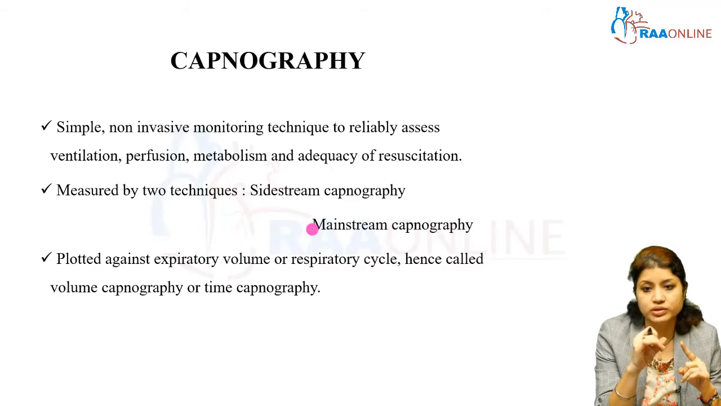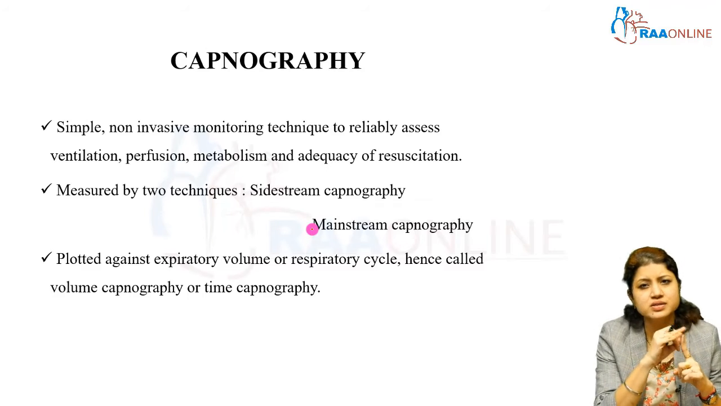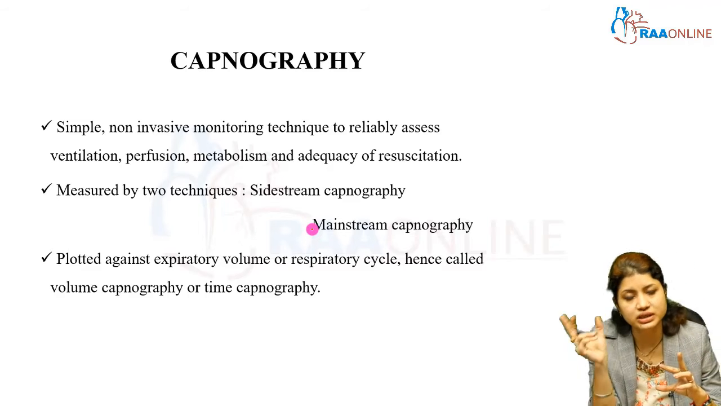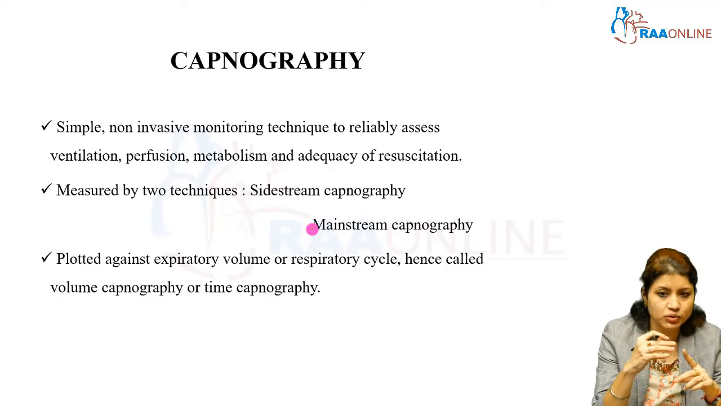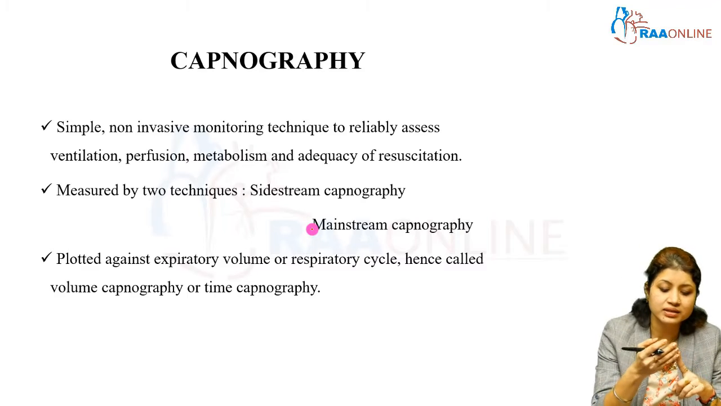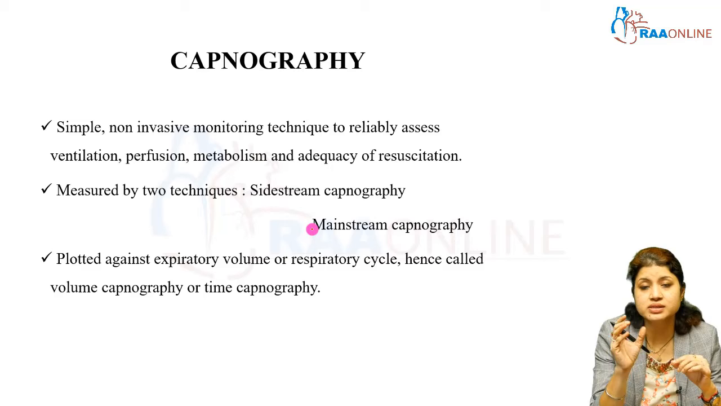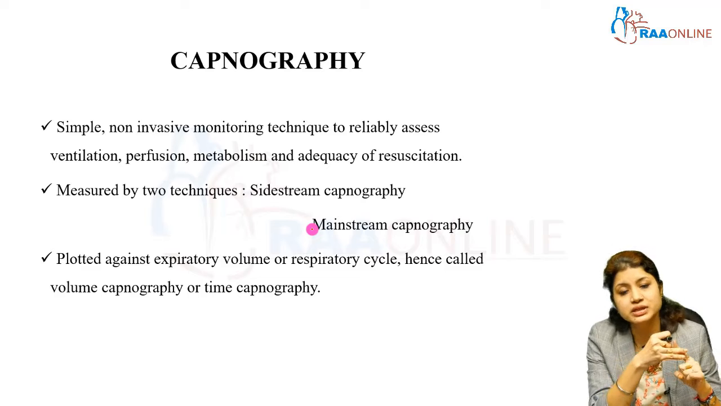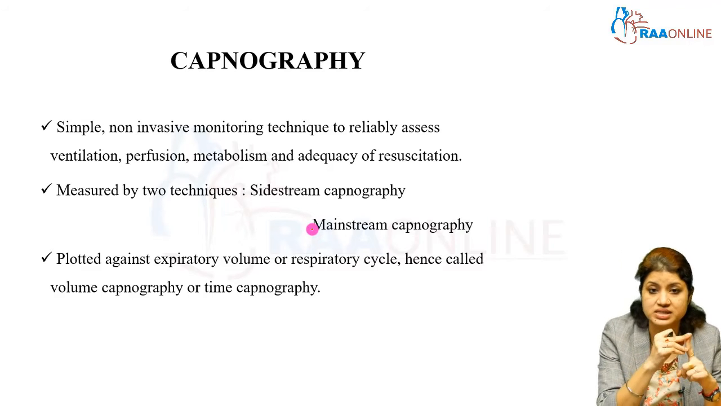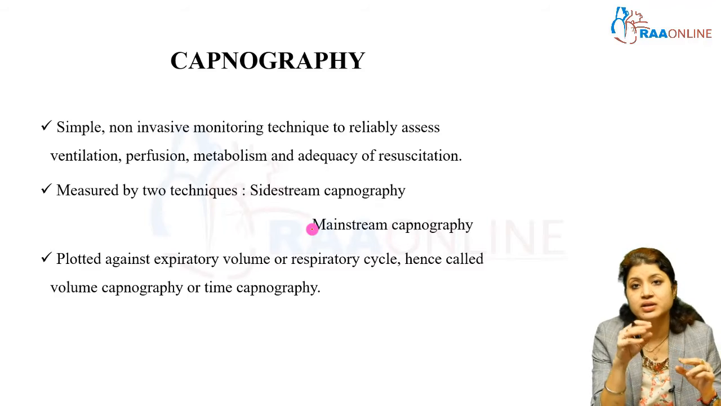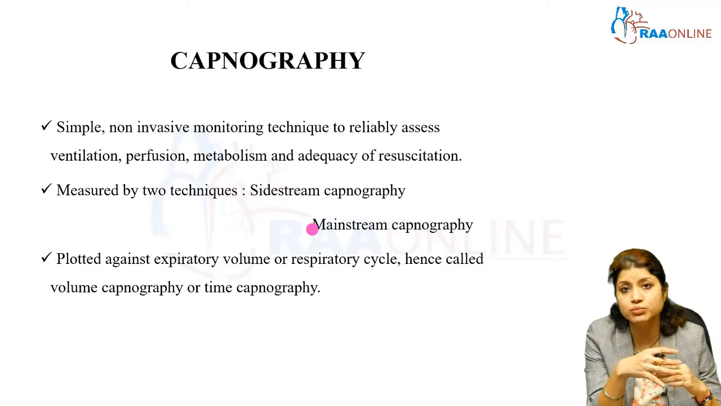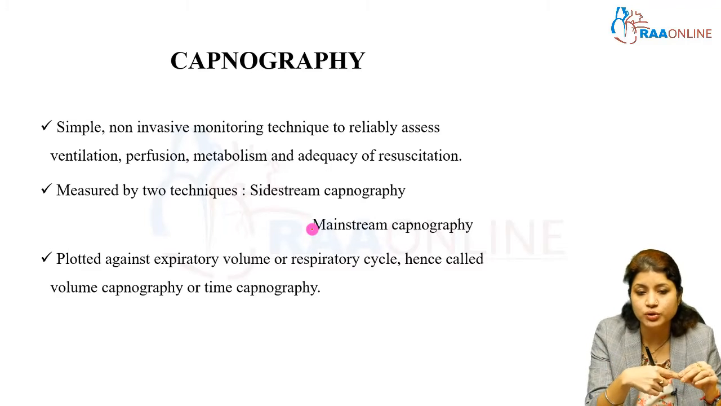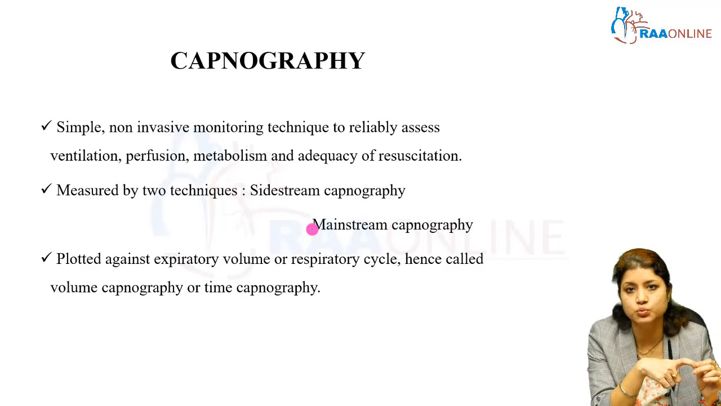Coming to capnography, we measure it in two ways: mainstream capnography or side stream capnography. This is more of a technical aspect, because how the carbon dioxide is measured in a monitor determines whether it is side stream or mainstream. Other than that, it is one of the best monitors, because it not only gives you your ventilation levels, it also determines your perfusion, adequacy of resuscitation, metabolism, etc. In the conventional mode of teaching, we were taught that if you want just one monitor on a patient, the most reliable monitor can be your carbon dioxide or EtCO2 monitor.